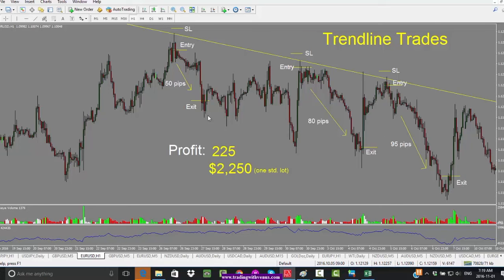So overall, all of these trades combined, we are looking at 225 pips. And the profit is $2,250 based on one standard lot.